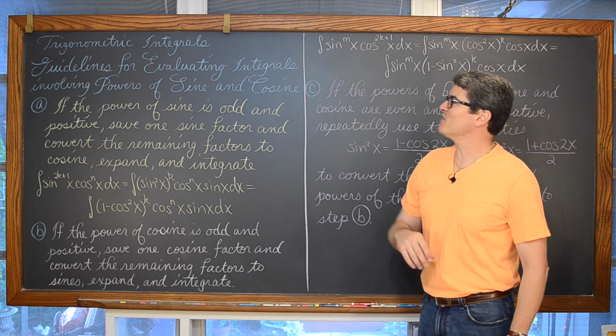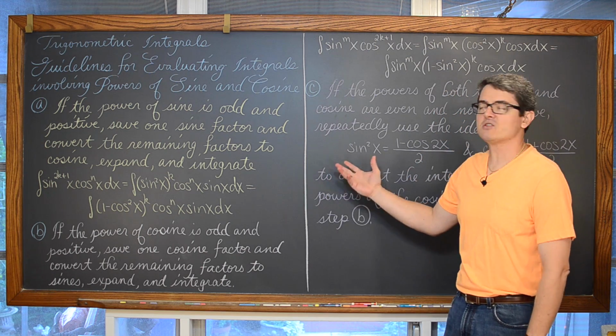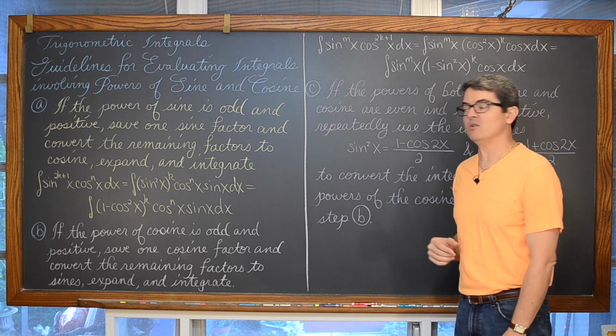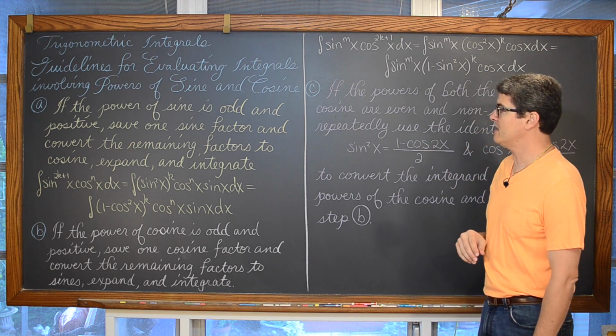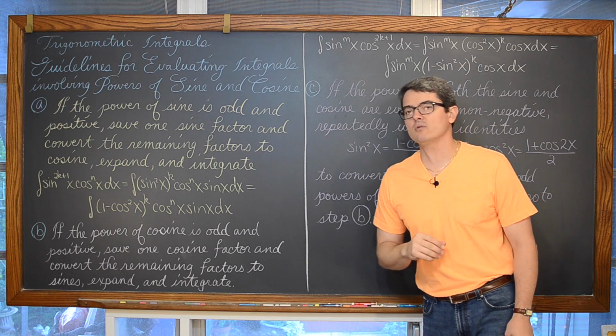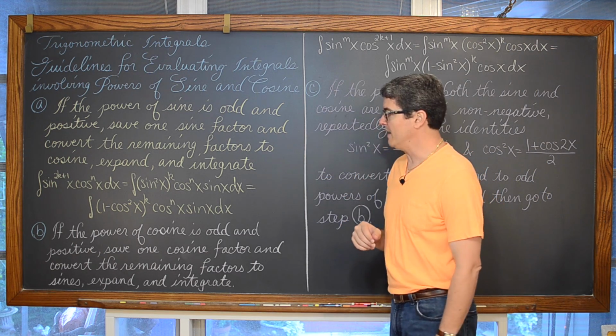Okay, so guidelines for evaluating integrals involving powers of sine and cosine. You'll find directions like this probably in your calculus book. If the power of sine is odd and positive, then save one sine factor and convert the other remaining factors to cosine, expand, and integrate.